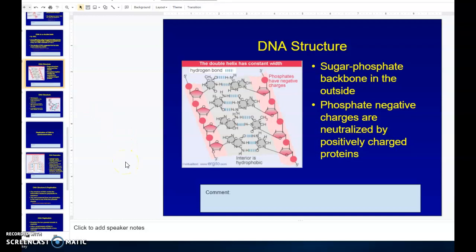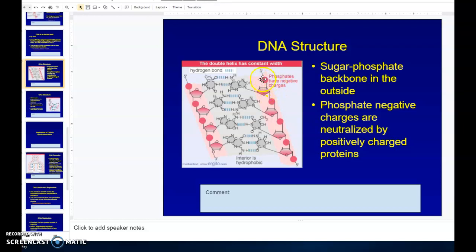All right, so DNA structure. Again, DNA structure is the sugar phosphate backbone, and the phosphates are going to have negative charges, which are neutralized by the positively charged proteins. So you've got proteins on the outside. Here are these proteins out here. The phosphates themselves carry a negative charge. To neutralize that charge so that the DNA molecule itself is basically overall neutral, you've got to have a positive charge that neutralizes the negative charge. And that's where the proteins come in.